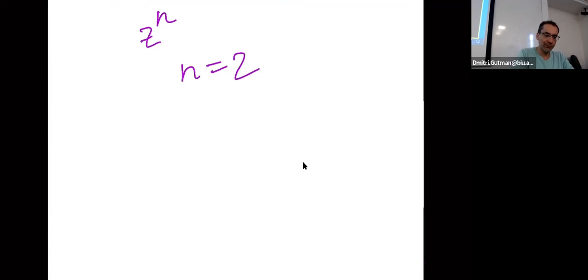n equal to 2, okay. So z to the power 2. So what are the branches?